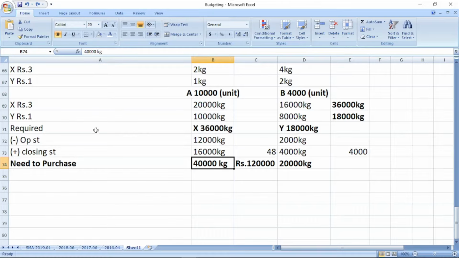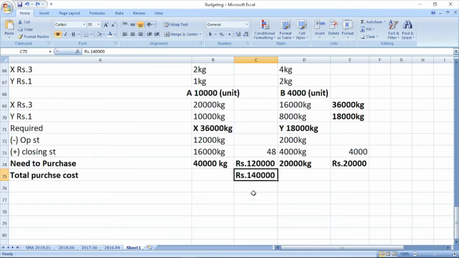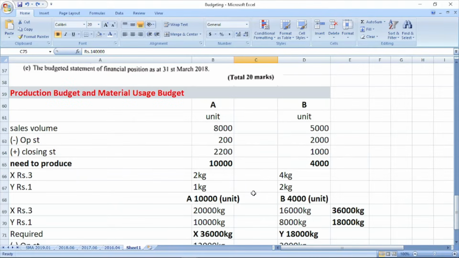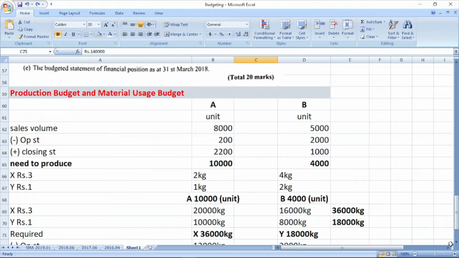Y unit price is 1 rupee. So 1 rupee into 20,000 kilograms, it is 20,000. So total we need 120,000 plus 20,000, it is total purchasing cost 140,000 rupees. So this is the production budget and material usage budget.